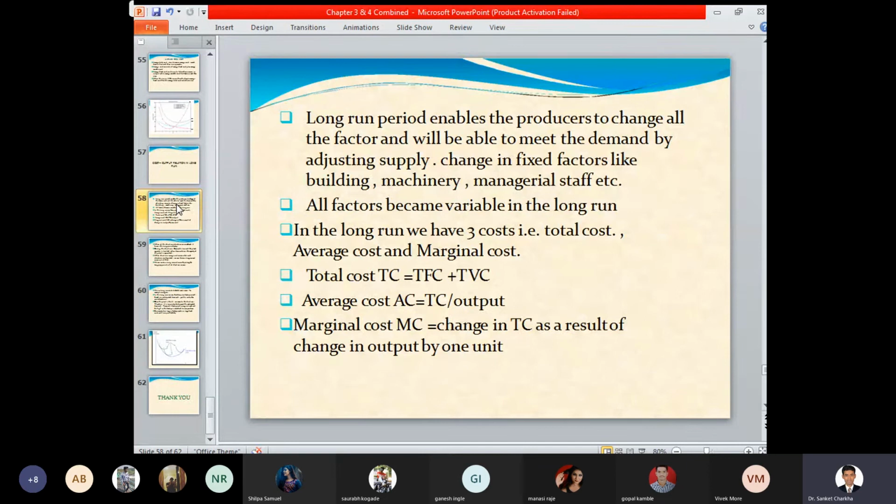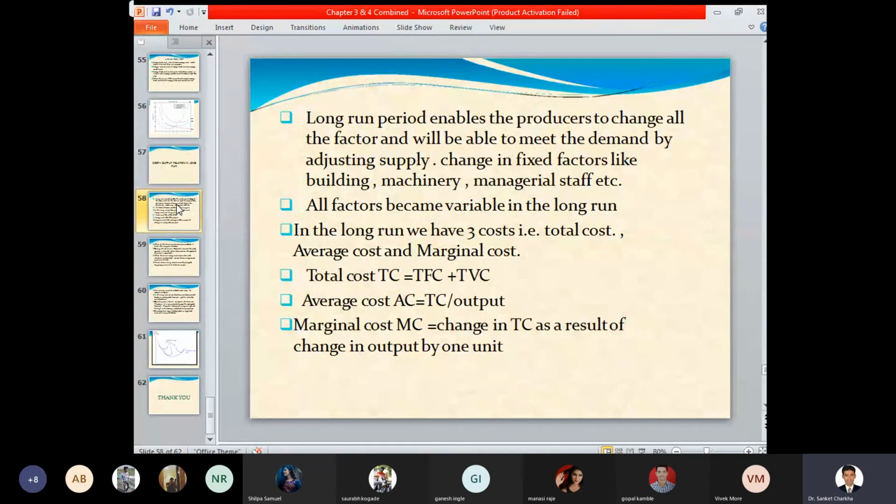So in the long run we have three costs: total cost, average cost, and marginal cost, wherein total cost is equal to total fixed cost plus total variable cost. As I have explained earlier, whenever we want to identify the valuation of total fixed cost, the variable and marginal components have to be taken together. Unless we have the fixed and marginal constraint, there will be no effective valuation of goods and services, and the judgment of the business model cannot be done effectively.